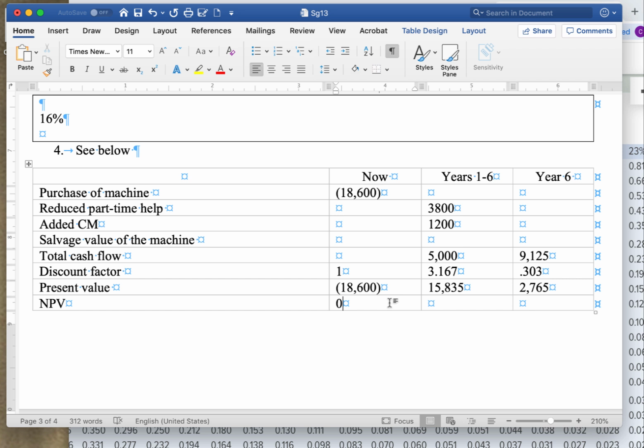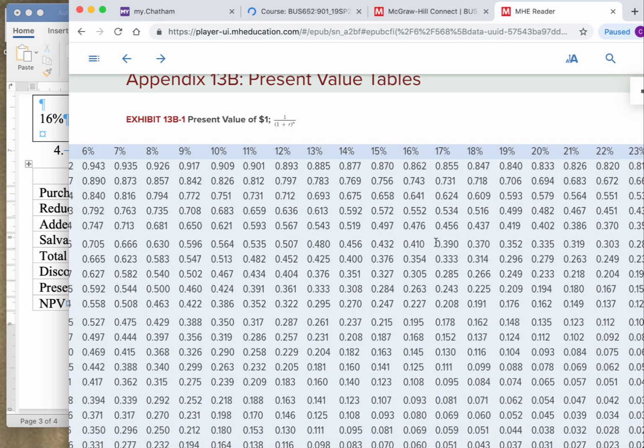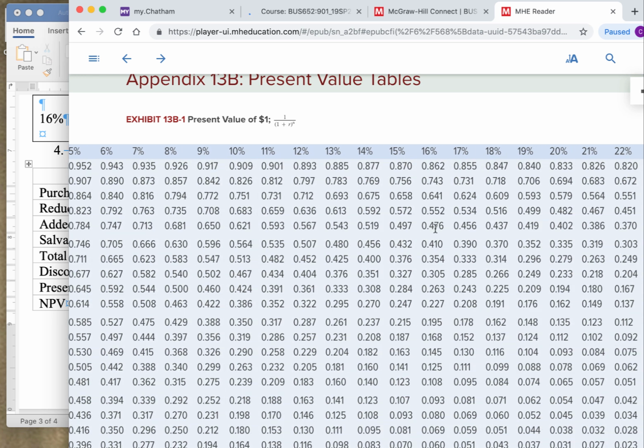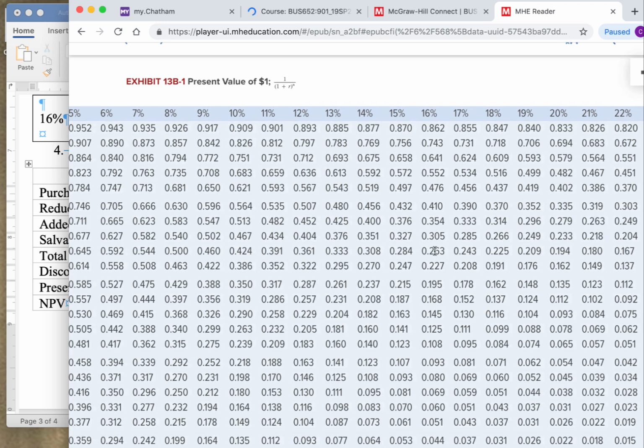I knew that the return of this machine, or I'm sorry, the hurdle rate, has to be 16%, okay? So I can't use 16%, right? Because if I use 16%, it's not going to work for me. And let's look at why. If I use 16% at year 6, I get 0.410.